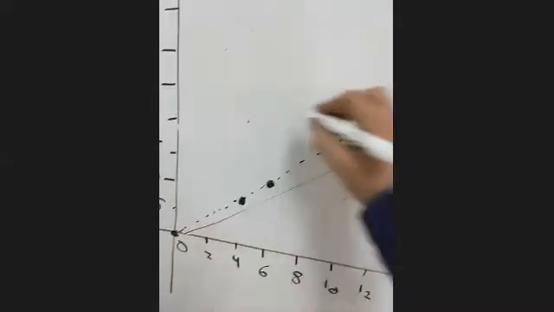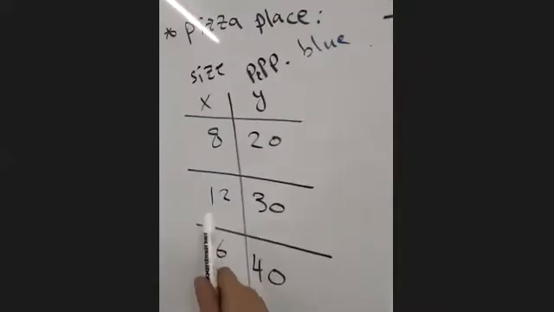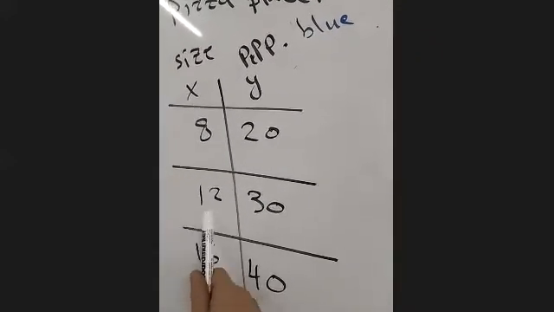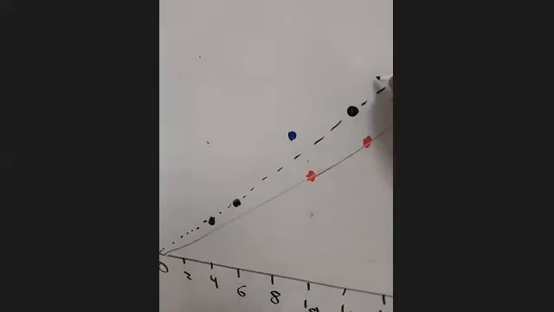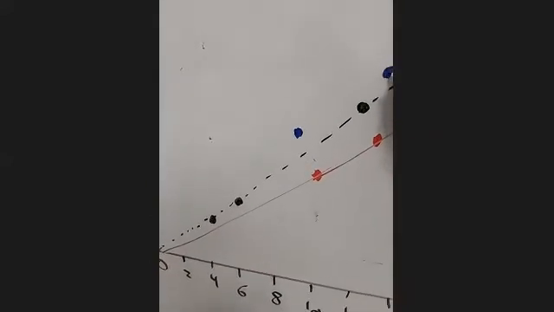8 with a 20. Now, the second one, a 12 with 30. This is a 12, and I'll go up until I get the 30. I have a 12 here and I have 30 here, up until I get 30. This is 12 with 30.